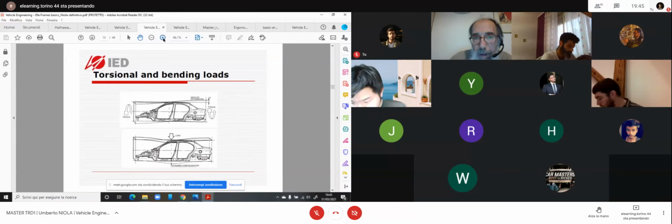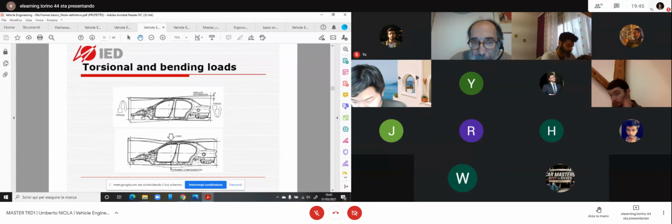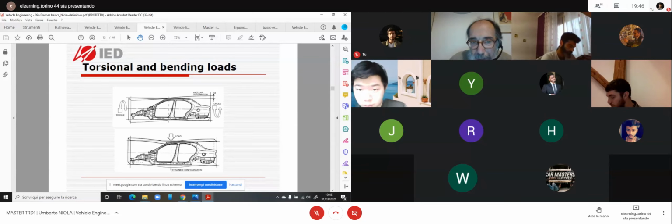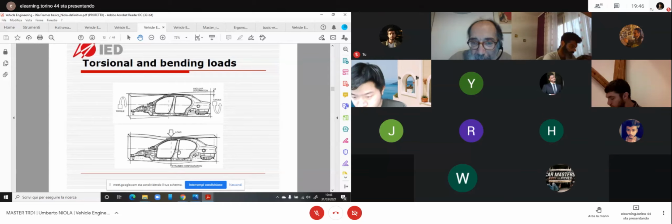To be clear as possible, torsion is the upper figure. So you twist the body of the car at the two opposite ends. The bending load is simply having two stands at the ends of the car and applying the load in the middle of the wheelbase or the end of the body. This is more correct to imagine having the stand, the support, the jack in correspondence to the axis, because this is the real condition, okay?